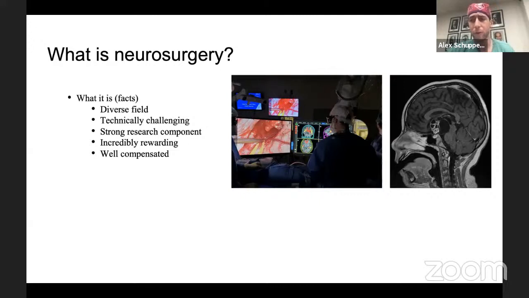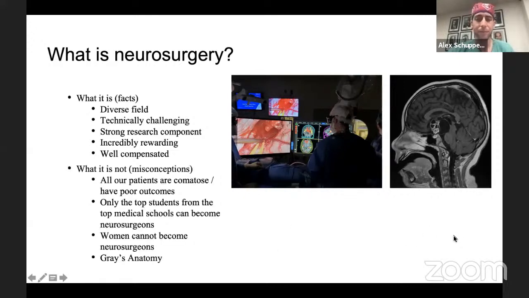Neurosurgery is incredibly rewarding. It really epitomizes the high stakes, high reward cliche, if you will, in that we're operating on high fidelity territories, but when things go well, it can be really rewarding. You can totally change a patient's life. And like many other surgical specialties, it is well compensated.